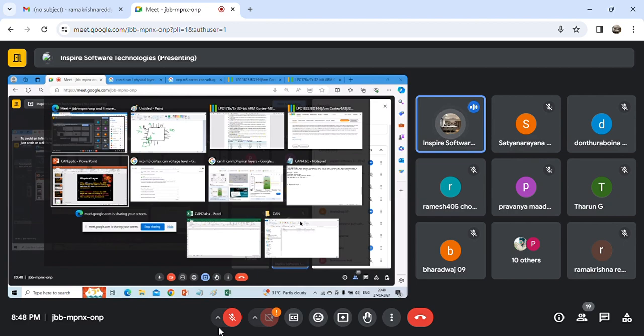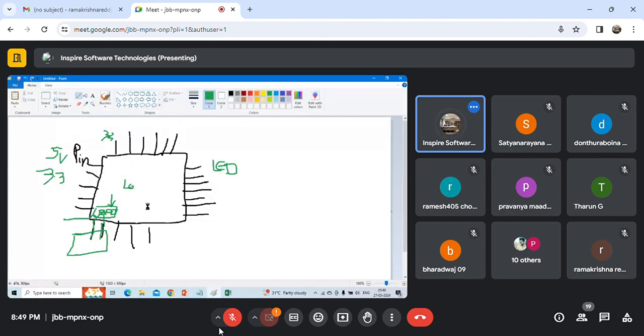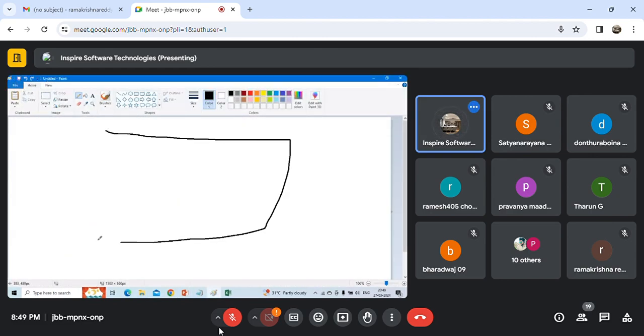So the voltage differential it will take, guys. In the physical layer, there will be two wires. One wire will carry the CAN high signal, one wire will carry the CAN low signal. This CAN high and CAN low are connected to the CAN controller. So when the CAN controller receives, you send one bit 1. Let's say this is a microcontroller. Within this microcontroller, this is a block that will act as a CAN controller, for example.